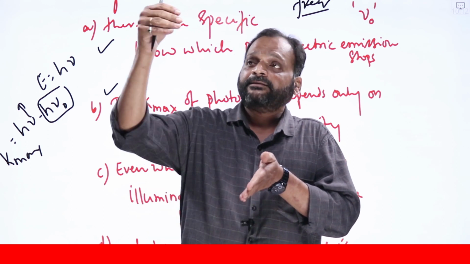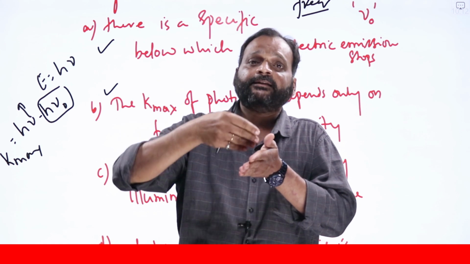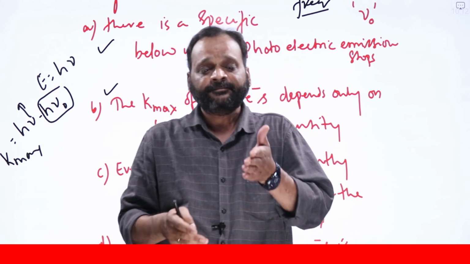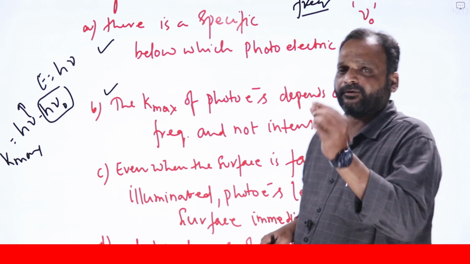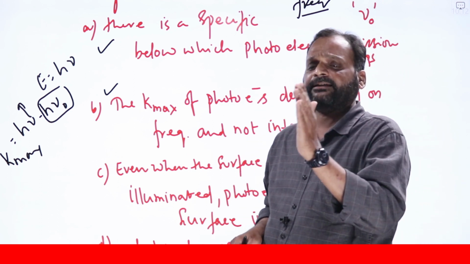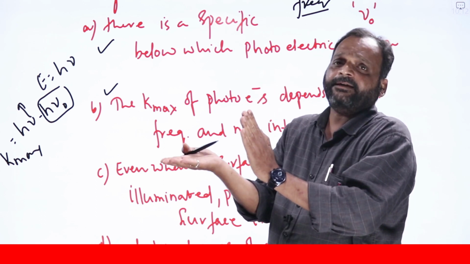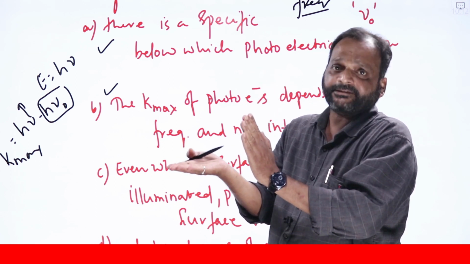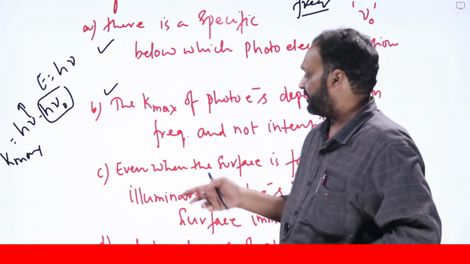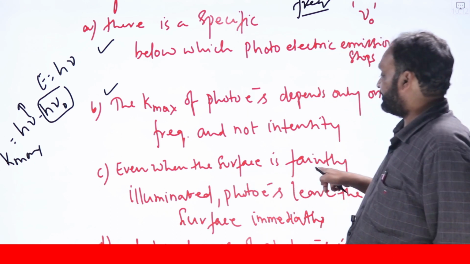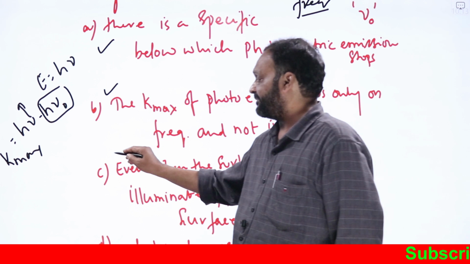Because it is a particle-particle interaction, the transfer of energy from one particle to another is instantaneous. So whatever the intensity of light, even if you send light from a small bed lamp, that faint light will fall on the surface. If the energy of each photon is more than the binding energy of the electron, or more than the work function of the metal, the electron will come out immediately. So even when the surface is faintly illuminated, photoelectrons leave the surface immediately. This option is also correct.